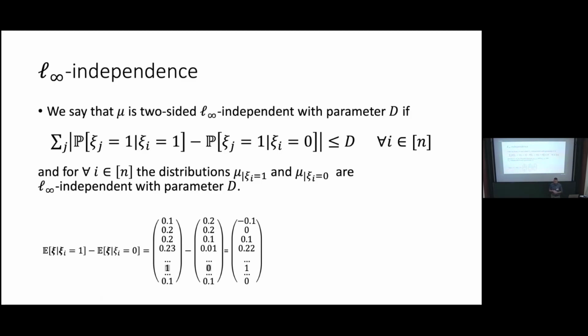Isn't the difference between two probability distributions always one? No, the marginals do not sum up to 1. Okay, that's okay. Yes.